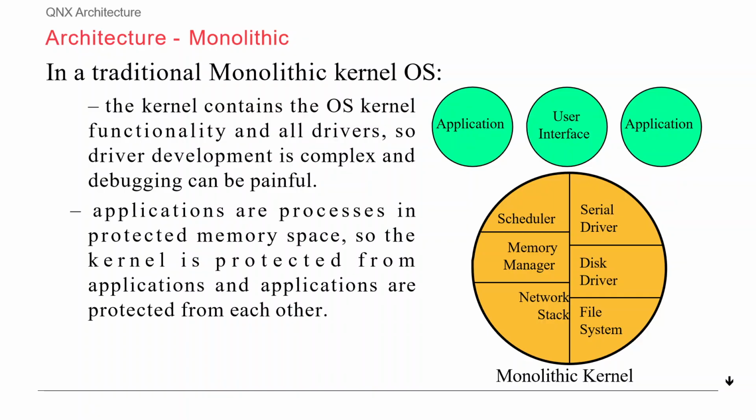Here in QNX, applications are processed in protected memory space. So the kernel is protected from the applications, and applications are also protected from each other, that we can see here. Different spaces hold the memory manager, network stack, file system, disk driver, serial driver, all these processes are separated.